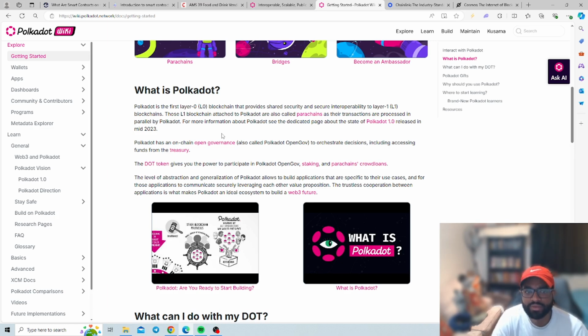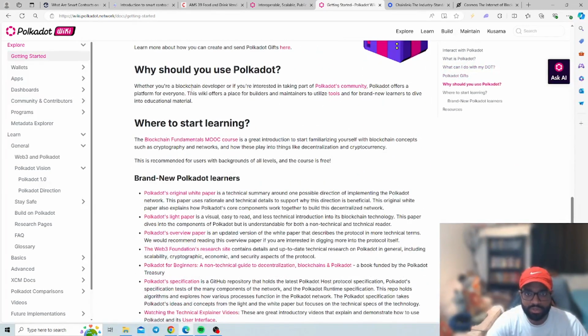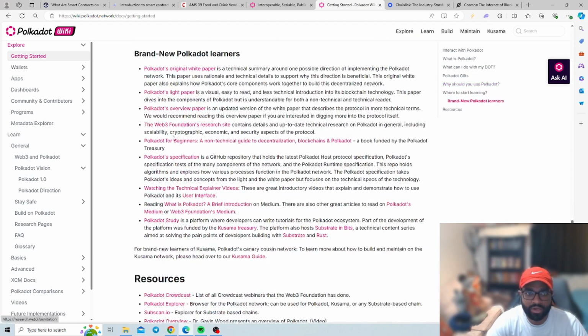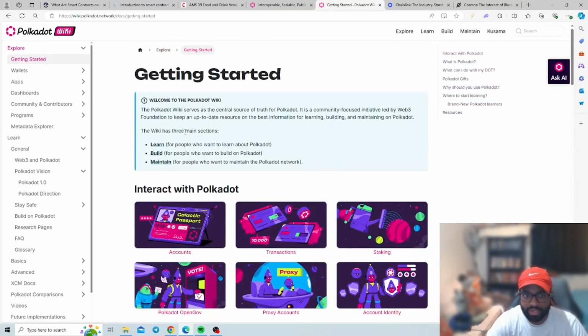The level of abstraction and generalization of Polkadot allows you to build applications for their specific use cases, and for those applications to communicate seamlessly, leveraging each other's proposition. So it just has these parachains where it's connected with all these different other blockchains and allows these different networks to communicate with each other with that process. But it shows the actual token, DOT, what you will get, what you can use with your Polkadot, where to start earning. So there's a lot of good things going on with this article that you could read and explore.